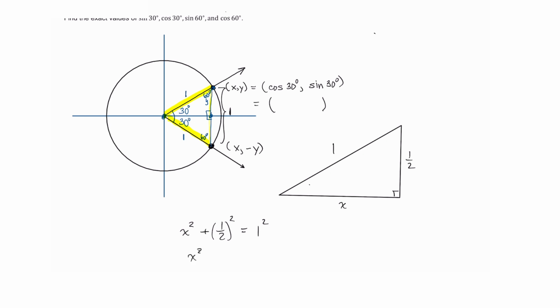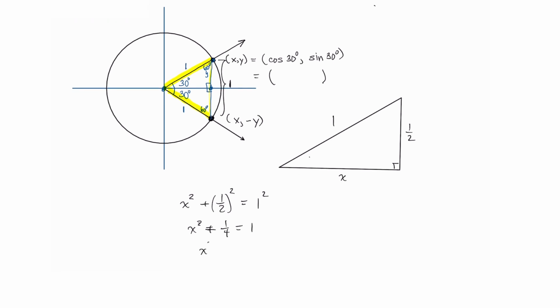So we have x squared plus 1/4 equals 1, which means x squared equals 3/4, just subtracting 1/4 from both sides, which means x is equal to plus or minus, temporarily, the square root of 3/4. Now, we're only using the positive side because x has to be positive, or to the right of the origin. And the square root of 3/4 is the square root of 3 over 2.